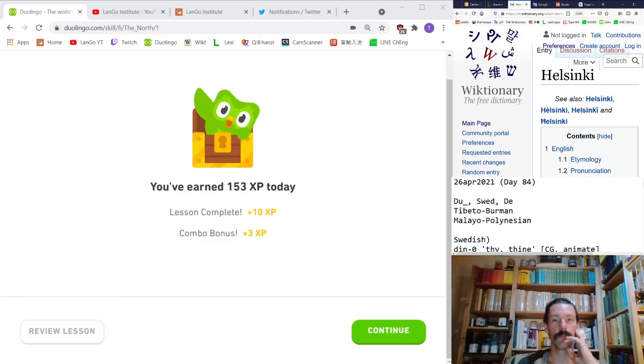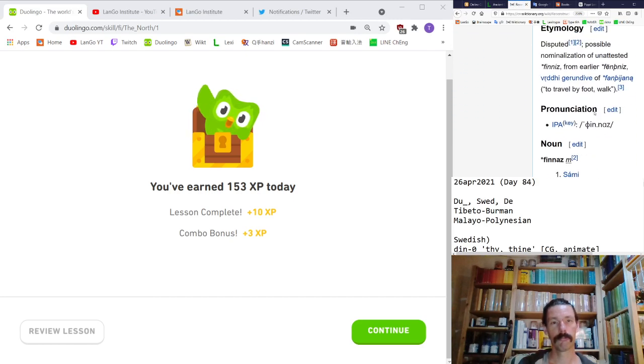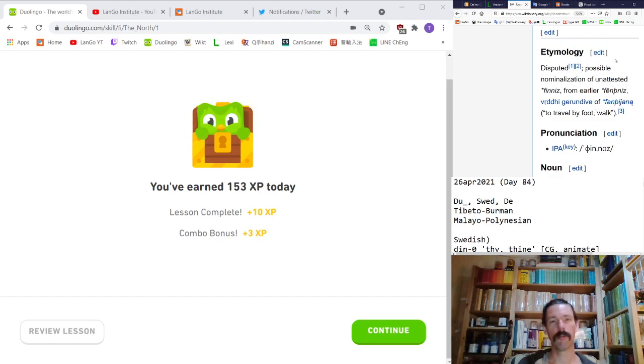And Finn, where does the word Finn come from, if not from the Finns? Aha. Finnr, Old Norse, referred to the Sami people, way up north. Proto-Germanic Finnas. Possible nominalization of unattested Finnis from earlier Finthnis of Vrti. Look at that. We were just learning about Vrti, gerundive. Oh, and this is related to the verb of path, I think. Travel by foot.